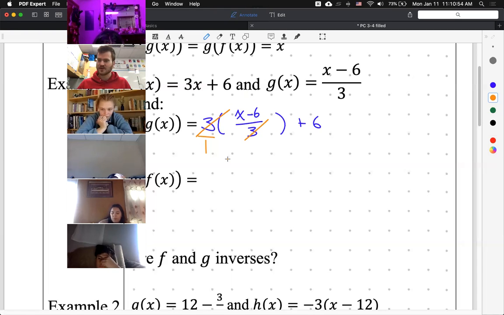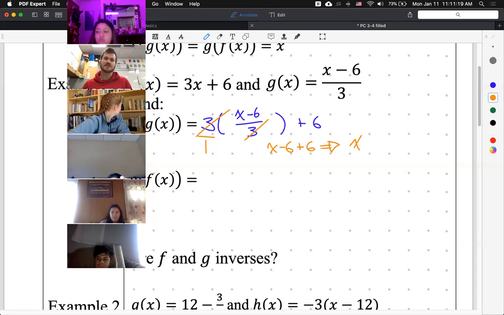And then Ellery would be the final step there. So then you have x minus 6 plus 6, which is just x. Yep, this turns into just x, and we can therefore conclude, hey, well, according to this, it looks like f and g are inverses of each other. So it looks good. Let's check the other way, see if it works.